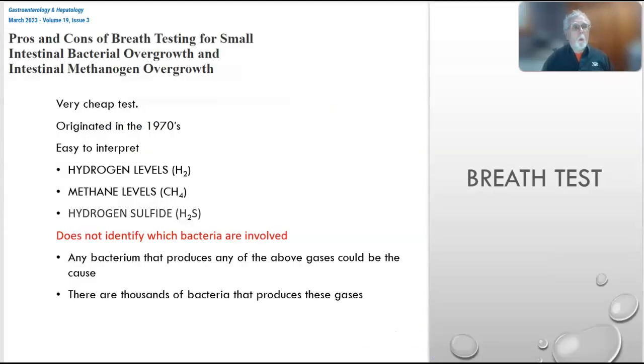Now, when we come over to the breath tests, we find a couple of interesting things. First, it's a very cheap test, originated in 1970, so it's very much old technology. It's easy to interpret and generally measures one or more of three main substances. There are other substances that can be made: hydrogen level, methane level, hydrogen sulfide. All three levels are sensitive to which sugars are being used, testing methodology, etc.